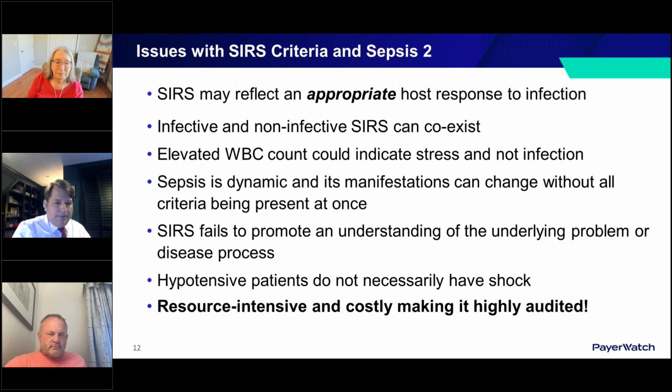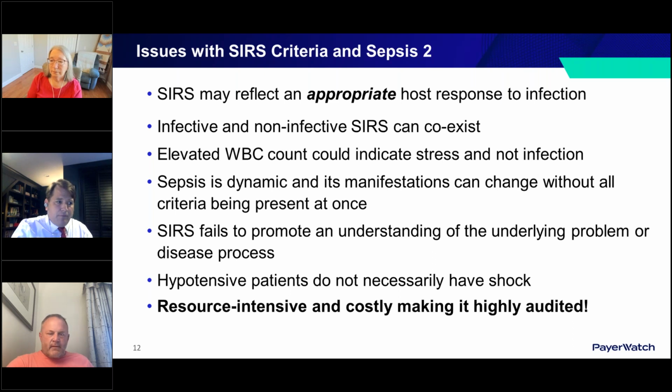We also have found that many hypotensive patients don't necessarily have shock. But what we have found is that this is very resource intensive. Our sepsis patients are very costly. We get reimbursed appropriately, but that also makes this definition and this diagnosis highly audited. And I think that's the one area that Sepsis 2 is superior over Sepsis 3, is that it is easier to handle.